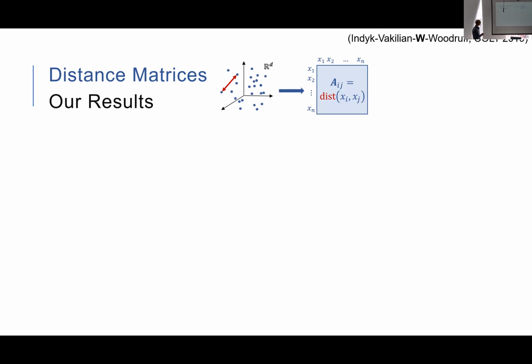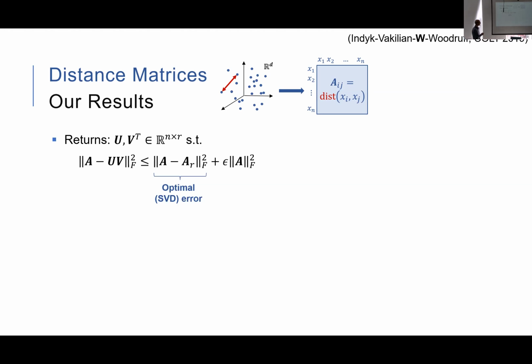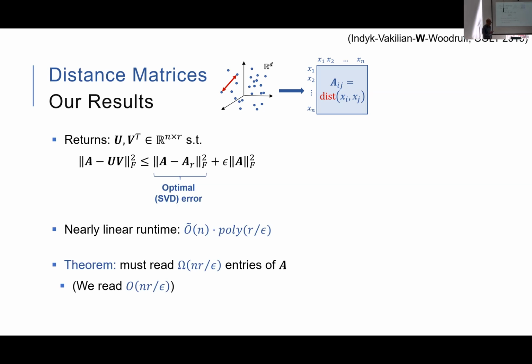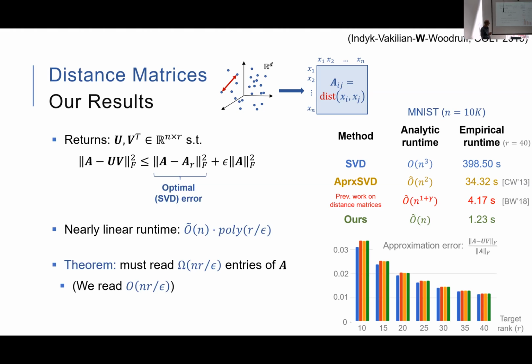Let me go over our results here. So for distance matrices, we can get an algorithm that gets essentially the same approximation as SVD plus some small additional error. And its running time is nearly linear in n instead of n squared. And this is also tight in a sense. Let me not get into that. And this is the performance of the algorithm in practice. So blue SVD is the optimal algorithm, the exact one. Approximate SVD is the nearly linear time algorithm for arbitrary matrices. Red is previous work on the same type of matrices. So on the bottom, you can see the error. All the algorithms have pretty much the same error. SVD is a bit better, not by much, because it's optimal. But in terms of running time, we improve by up to orders of magnitude over the algorithms that don't take into account the fact that your matrix is a data matrix.